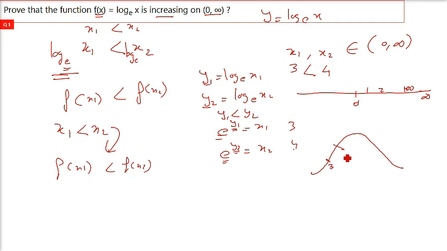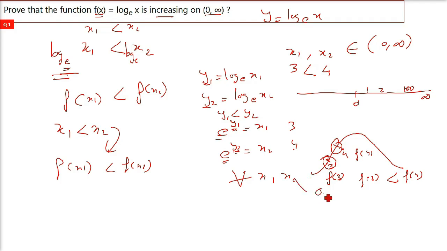If x1 is 3 and x2 is 4, if 3 is less than 4, then log of 3 and log of 4 have the same relation, that log of 3 is less than log of 4. You can also find the values of log 3 and log 4 and verify it. We are not writing any number here; 3 and 4 are just for example.